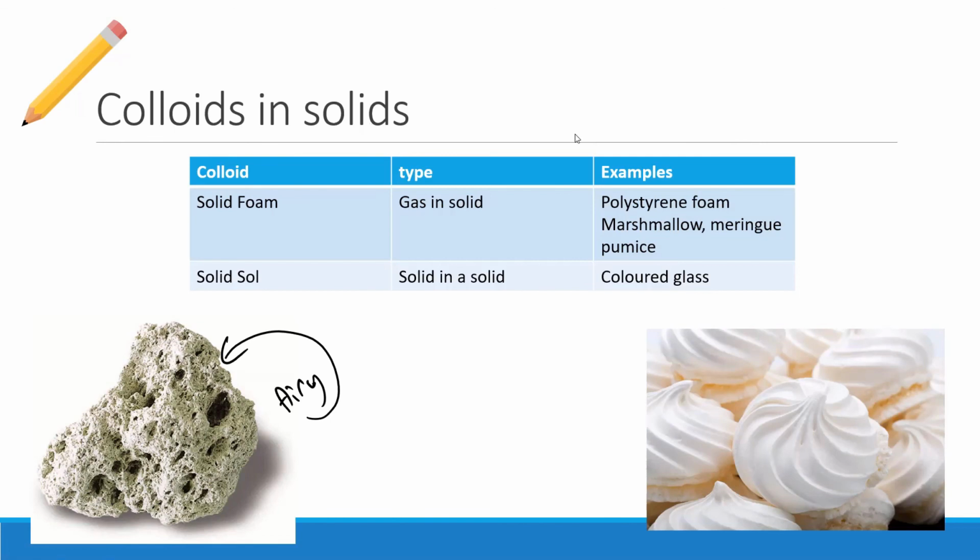The other one is, of course, solid sol. A solid sol is something like a colored glass, as an example. It's a solid mixed with a solid, but it doesn't really fully dissolve, so you get this colored glass. But that's colloids and solids.